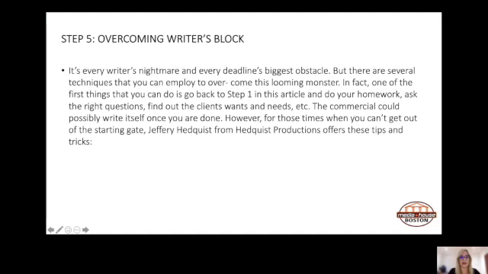Step 5, overcoming writer's block. It's every writer's nightmare and every deadline's biggest obstacle. But there are several techniques that you can employ to overcome this looming monster, okay? You can overcome writer's block. In fact, one of the first things that you can do is to go back to step 1 and to do your homework. Ask the right questions, find out what the client wants, needs, etc.